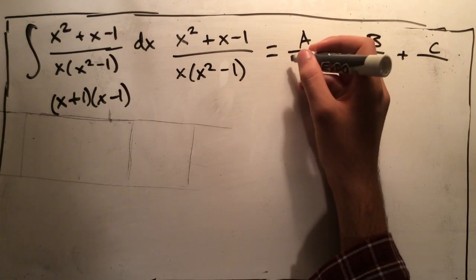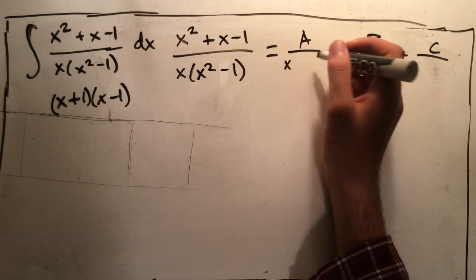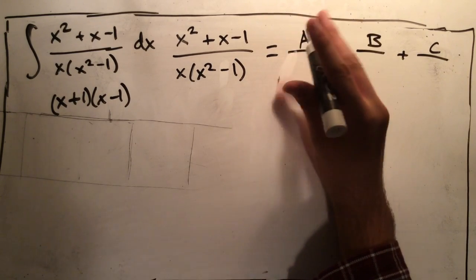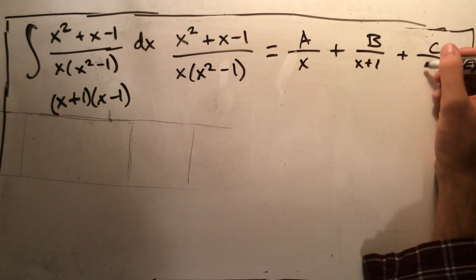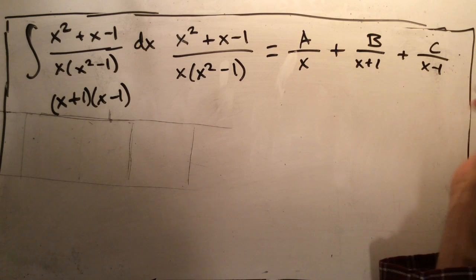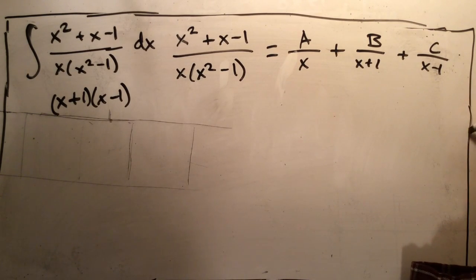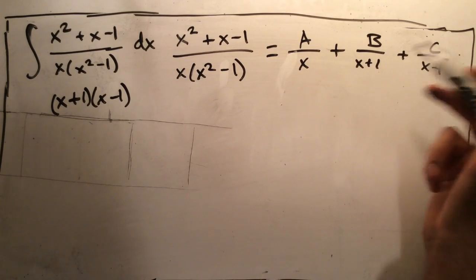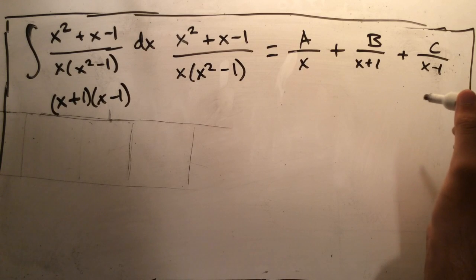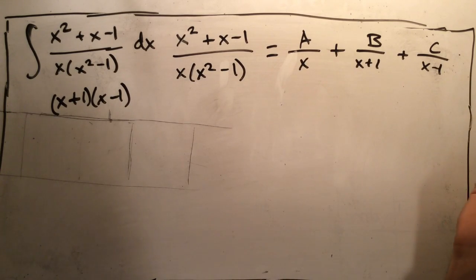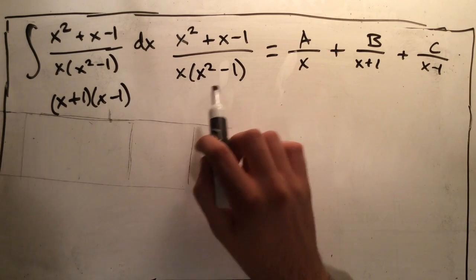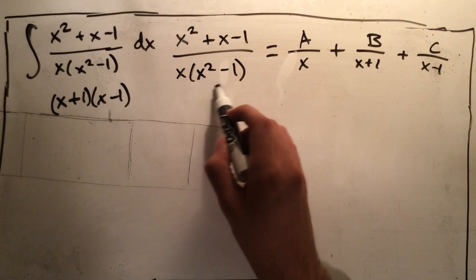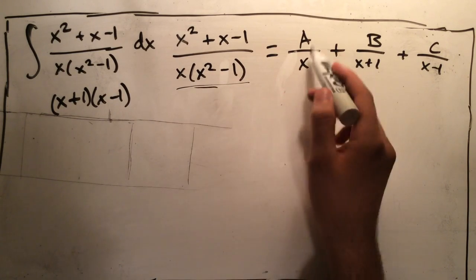So then we'd have a over just an x, then we'd have x minus 1, or x plus 1, and then x minus 1. We can put these in any order we want, because we'll get the same answer either way. But right now I'm just going to put them in the order that I have them. So that is our split fraction that we will be working with, and we'll be solving for a, b, and c.